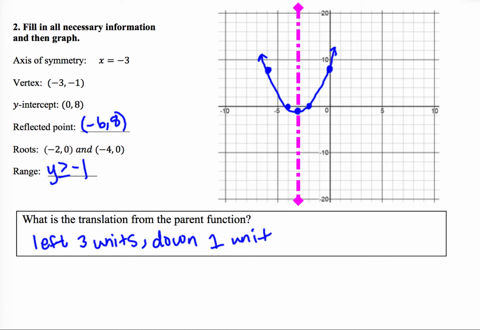Hi there. I hope you've had some time to work through the problem because I have some solutions to show you. Axis of symmetry at -3, vertex -3, 1.